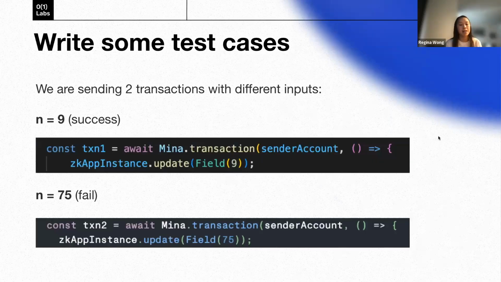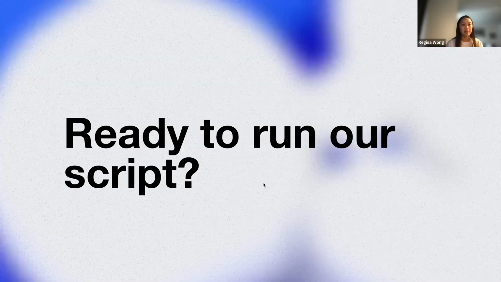We're going to write a couple more test cases here in the following lines. We're going to test it with 2 transactions, test if 9 works, it should, and we'll check if 75 works, and it should fail because 75 isn't a square of 9 or 3. So that's what's happening here. All right, so let's run our script. Let's try it out.